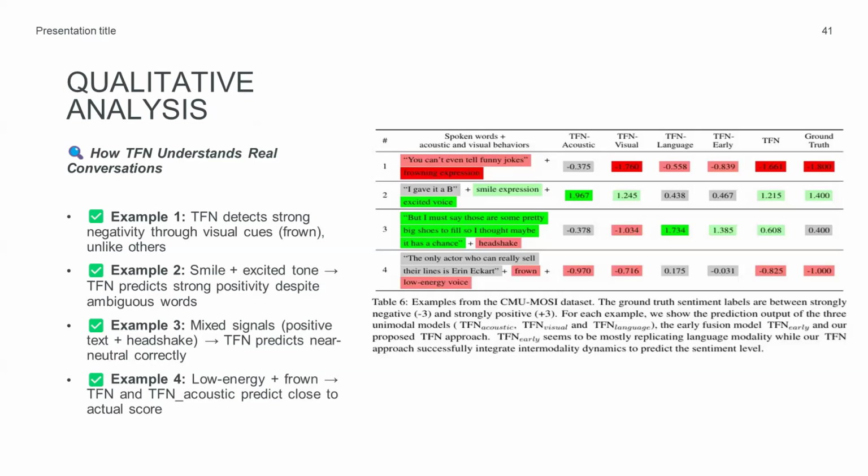The only actor who can really sell their lines is Aaron Eckhart, plus a frown plus a low energy voice. So TFN and TFN acoustic both predict the correct negative sentiment, thanks to capturing tone plus emotions.